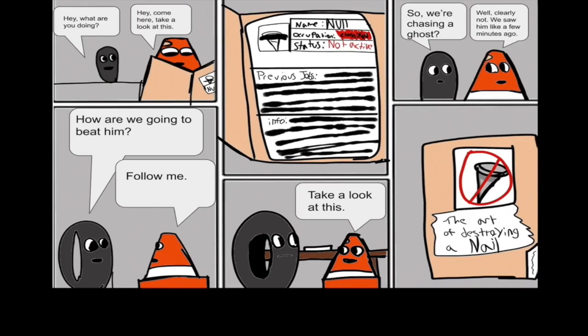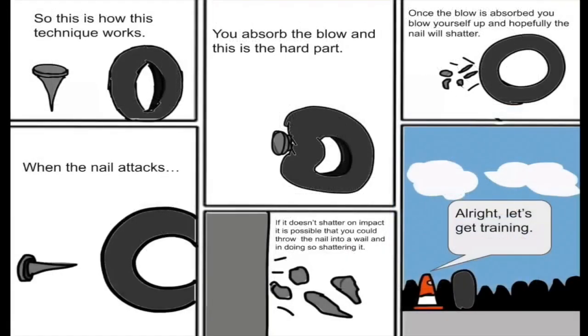Hey, what are you doing? Hey, come here. Take a look at this. So we're chasing a ghost? Well, clearly not. We saw him like a few minutes ago. How are we gonna beat him? Follow me. Take a look. The art of destroying a nail. So this is how the technique works. When the nail attacks, you absorb the blow, and this is the hard part. Once the blow is absorbed, you blow yourself up and hopefully the nail will shatter. If it doesn't shatter on impact, it is possible that you could throw the nail into a wall, and in doing so, shattering it. Alright, let's get training.